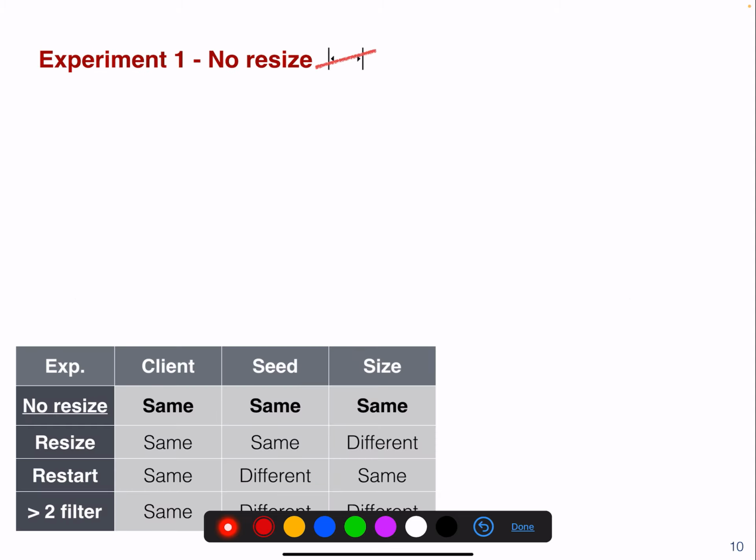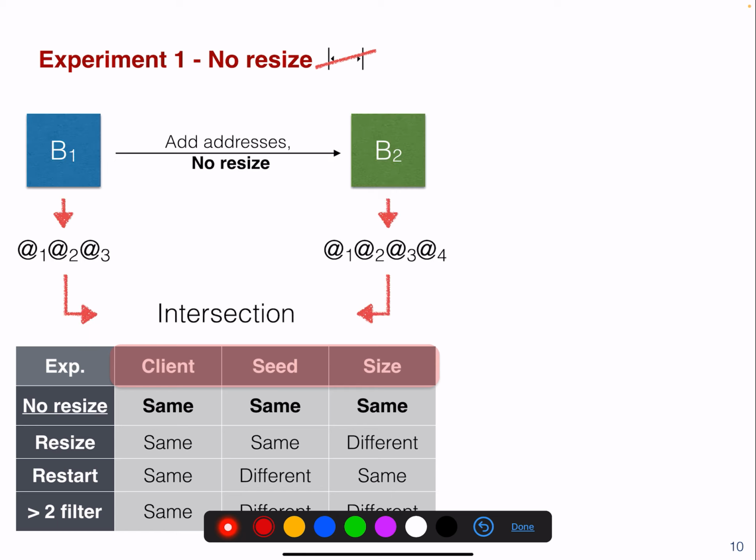So in order to perform proper experiments here, we have done the following without a resize. So the experiment is we have no resize, the same seed and the same size. Okay, so in that case, we have here a Bloom filter. We get these addresses. We add an address, but we don't add enough addresses to trigger resize. So we get here some additional positives, kind of. And then we do an intersection between them.